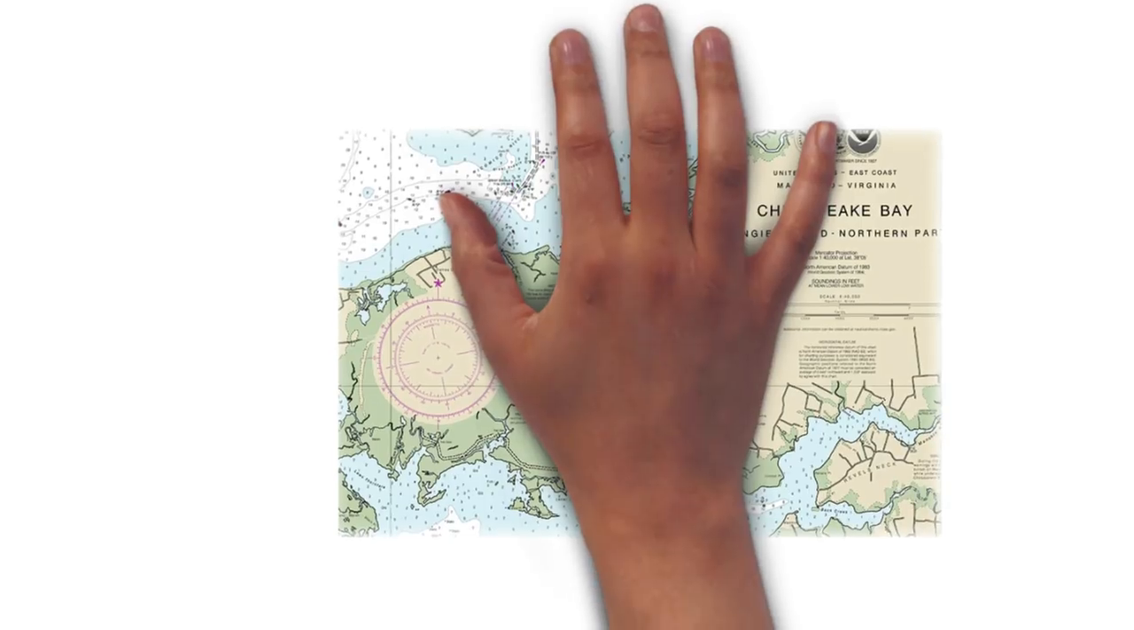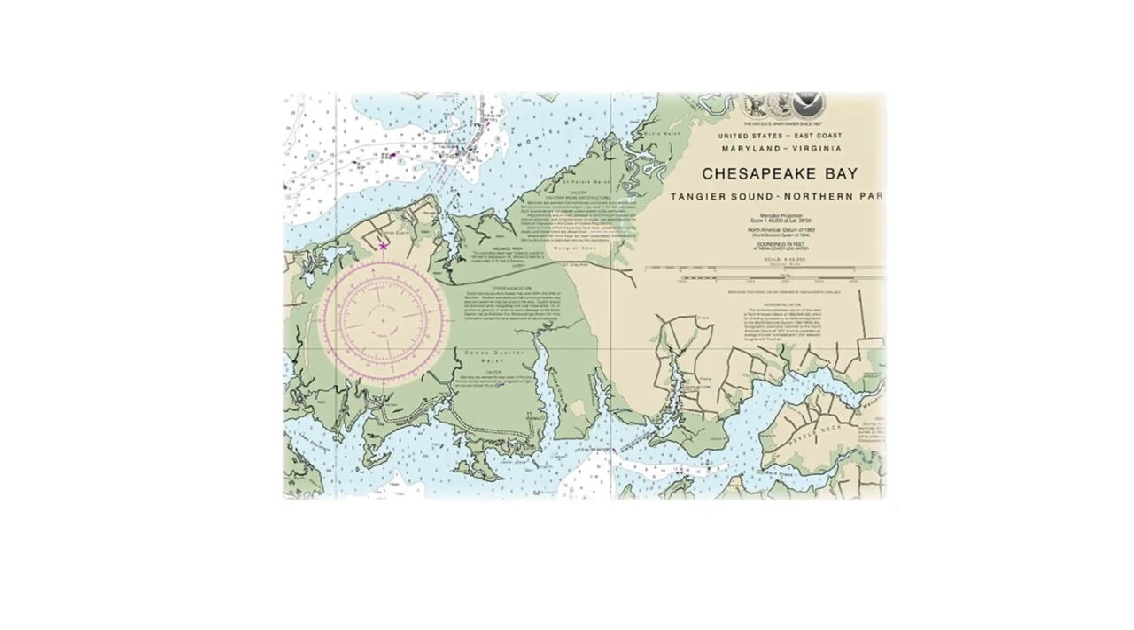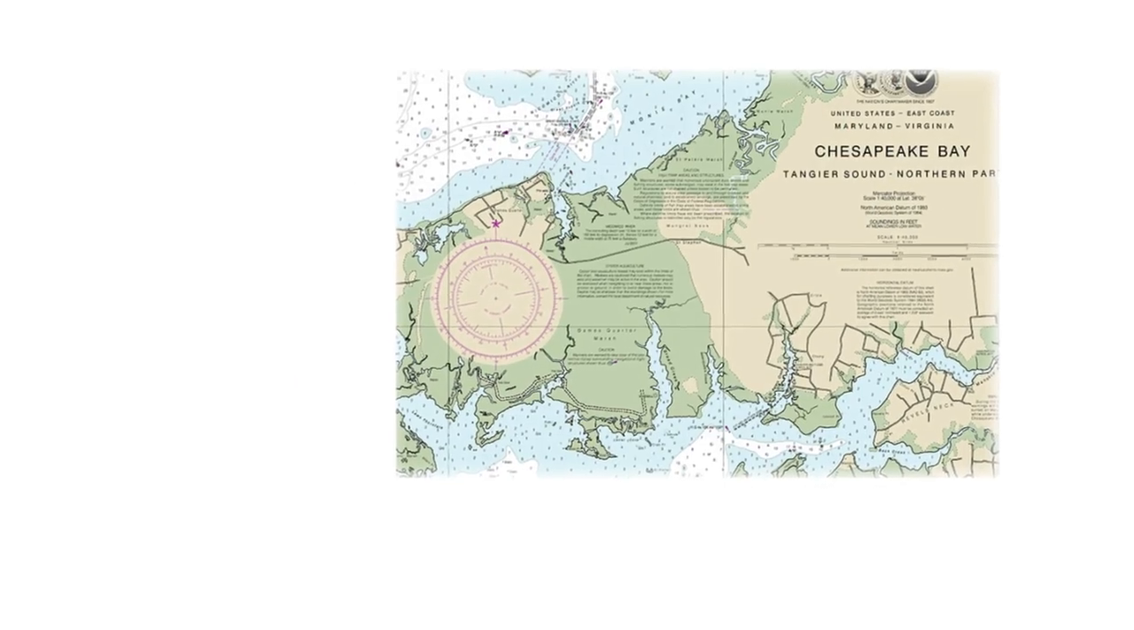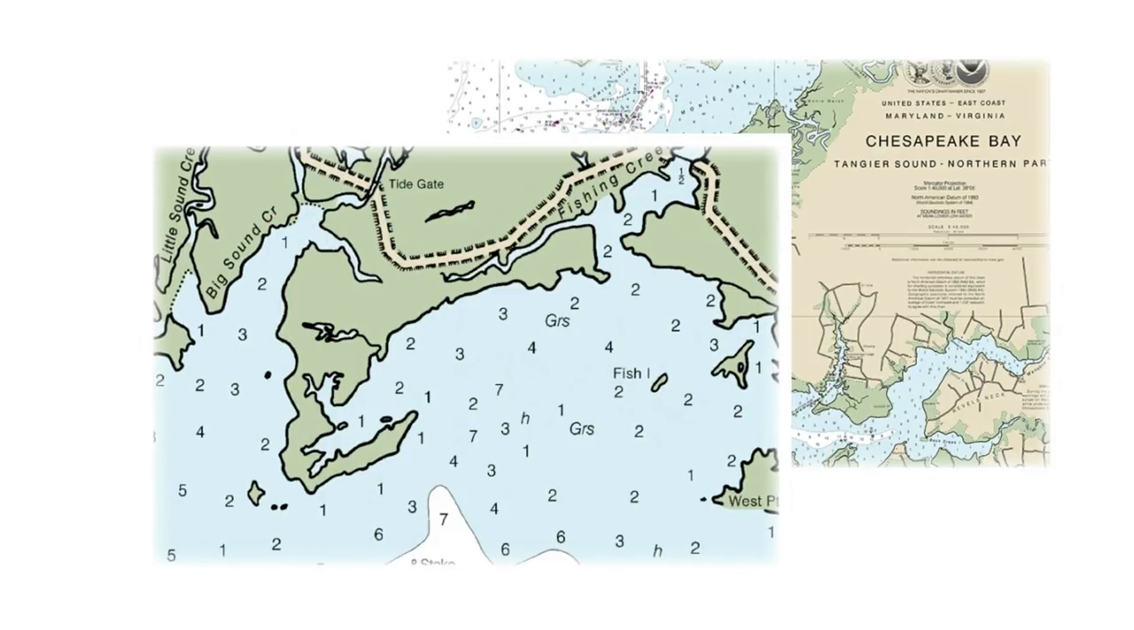NOAA collects information and images to define the shoreline, ultimately supporting safe navigation. Accurate shoreline information helps ships and boats make it safely in and out of port.